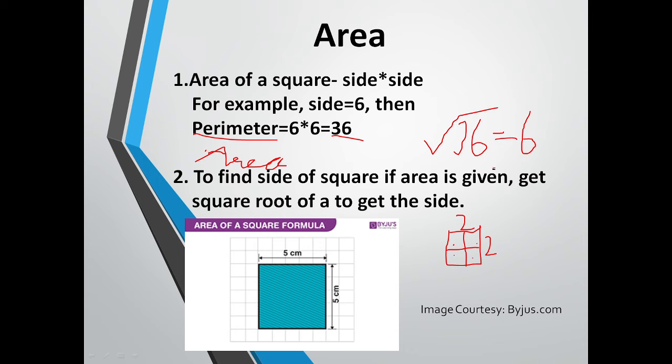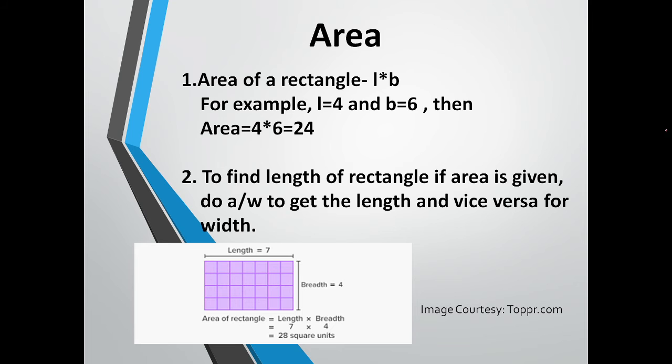So the area of a rectangle is length into breadth. It is just the same as the area of the square, but as the length and breadth are different, we do length into breadth instead of side into side. For example, length equals 4 and breadth equals 6, then area equals 4 into 6, which equals 24.